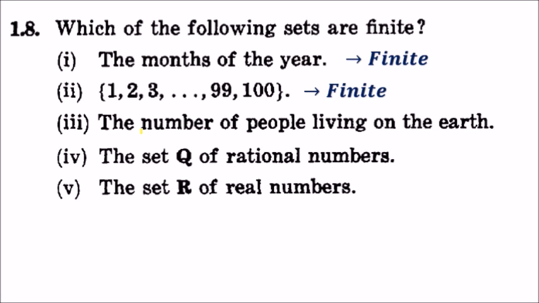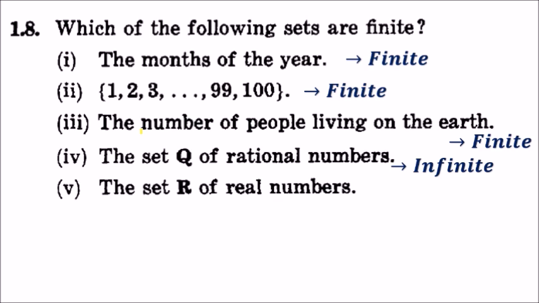Number 3, the number of people living on the earth. Although it is really hard to count, actually, it is countable, no? That's why we have what we call the world population. So, number 3 is also finite. Number 4, the set Q of rational numbers. There are so many rational numbers. And this is infinite.